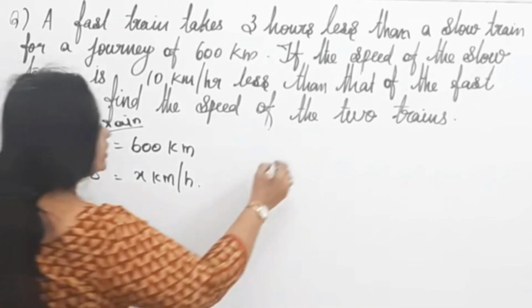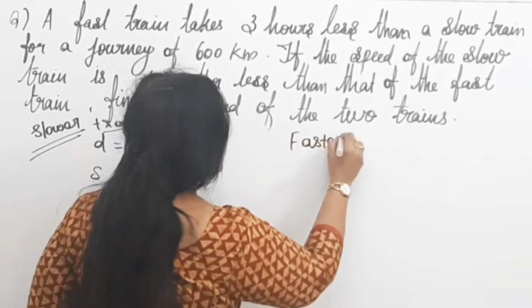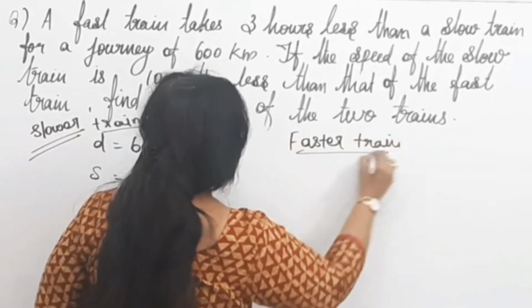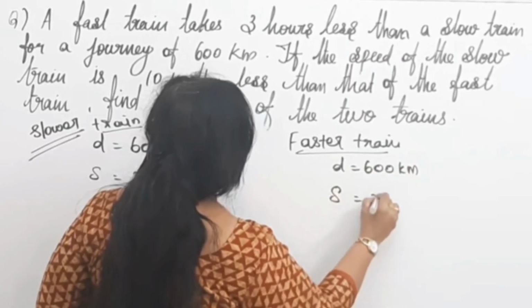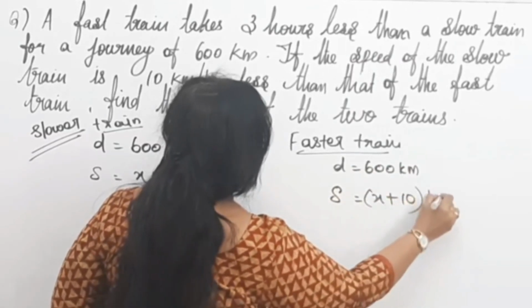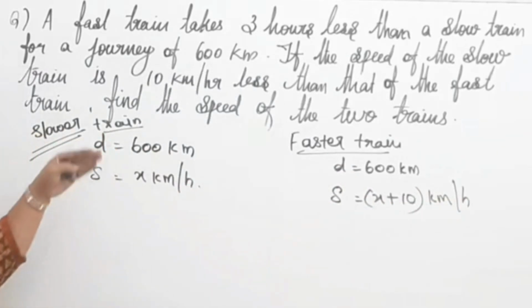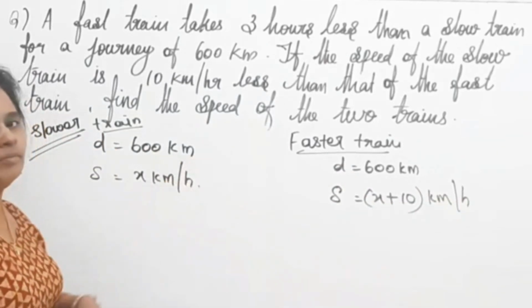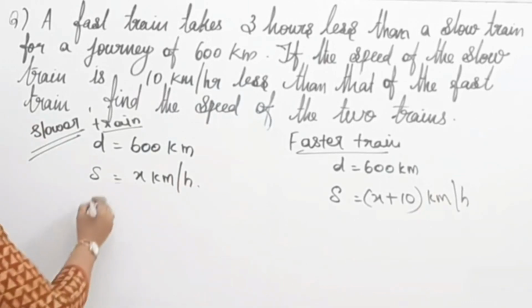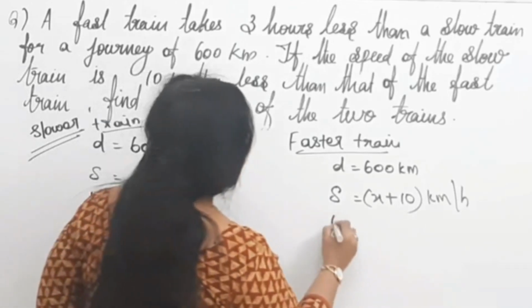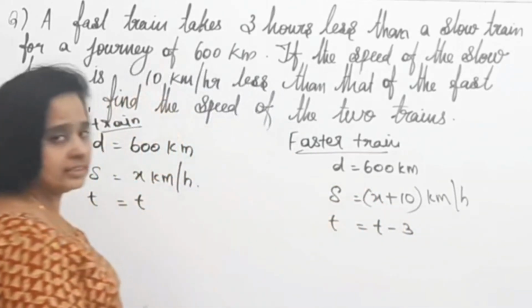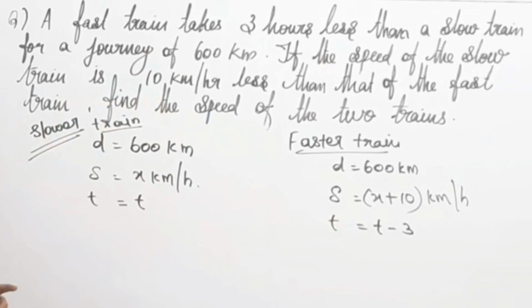That means what is the faster train case? Faster train, the distance is same. Distance is 600 kilometer. But its speed is equal to x plus 10 kilometer per hour. Why? Because this one is 10 lesser. That means that will be 10 more. And time is equal to, this takes the time the same, but this will take 3 hours lesser. That is t is equal to t minus 3. Hope everyone understand how to get the description for the two trains. It's asked find the speed of the two trains.